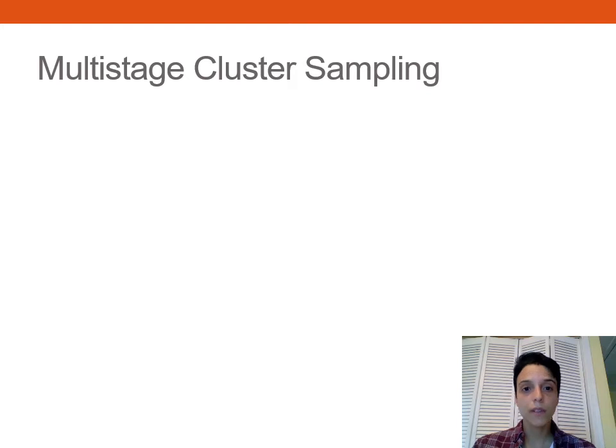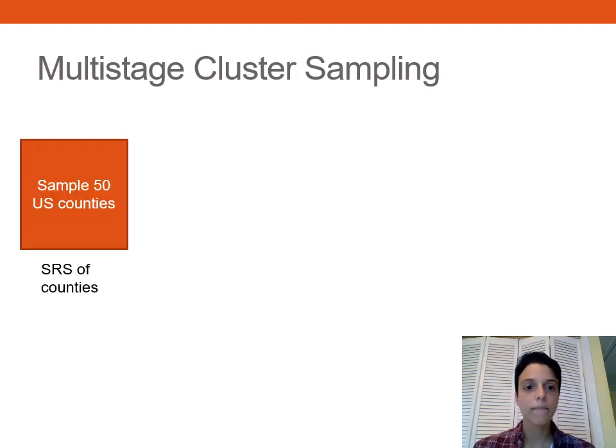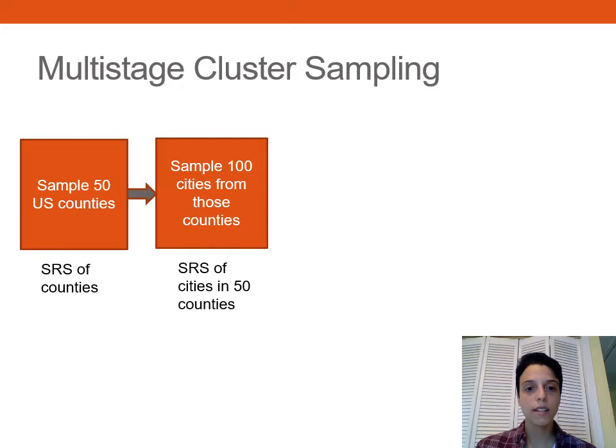So an example of multi-stage cluster sampling would be to start with US counties. You could list out every county in the United States and then pick 50 of those. So that's less of a heavy lift than, say, listing out every address because there are only so many counties. So now that we have sampled 50 US counties, we could then sample 100 cities and towns from those counties. So with each stage, we're narrowing it down, but each time we're doing a simple random sample, so we're keeping our representative sample here.